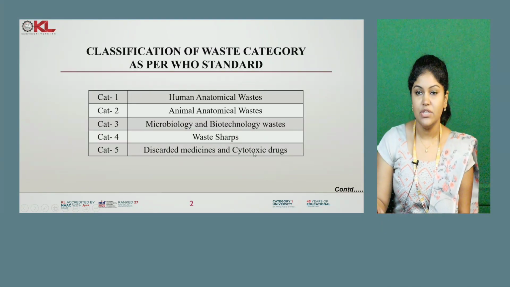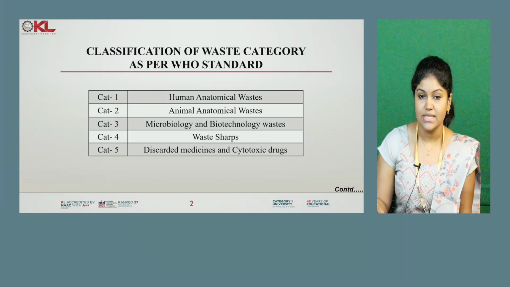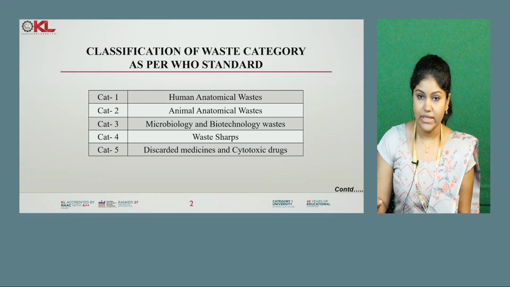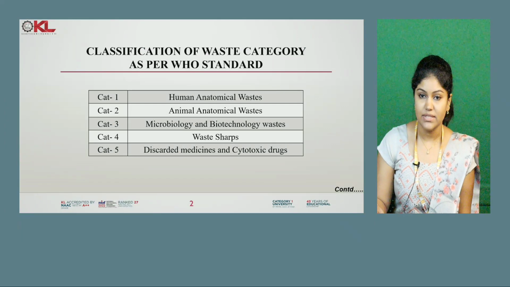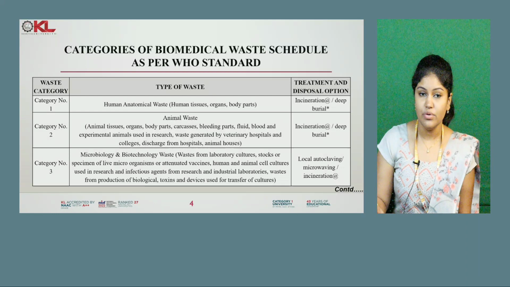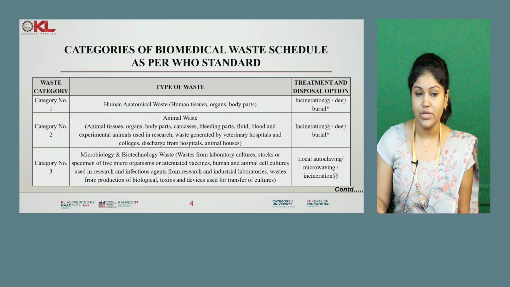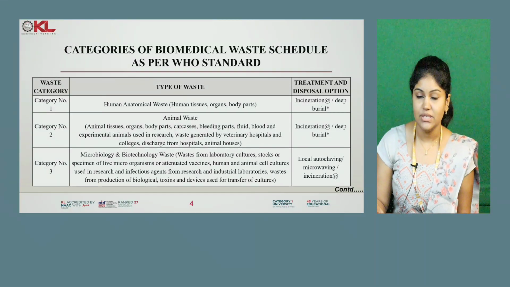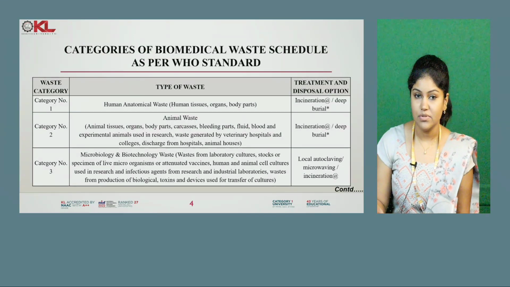So coming to the classification of waste category as per WHO standard, there are 10 categories. Category 1 is human anatomical waste, category 2 is animal anatomical waste, third one is microbiology and biotechnology waste, fourth is waste sharps, fifth one is discarded medicines and cytotoxic drugs, sixth is soiled waste, seventh is solid waste, eighth is liquid waste, ninth is incineration ash and tenth is chemical waste. Here we will explain in detail about each type of category, what type of waste is generated and what the treatment and disposal options are.